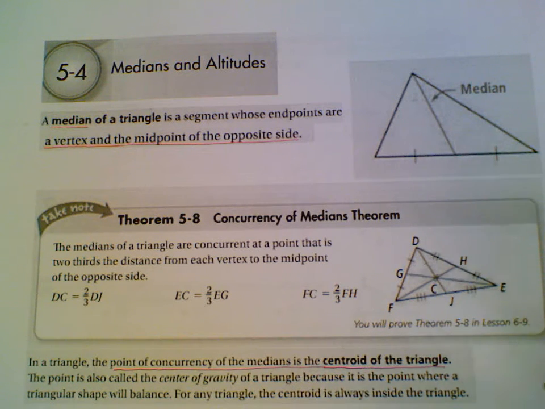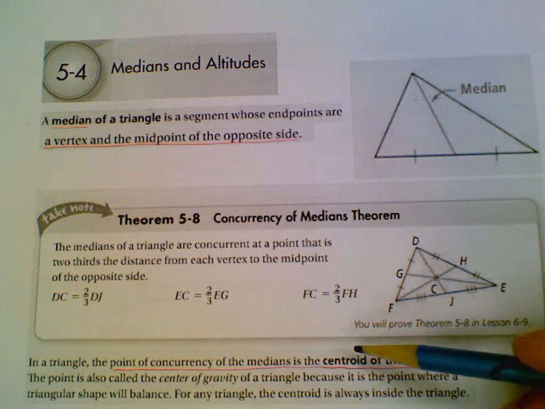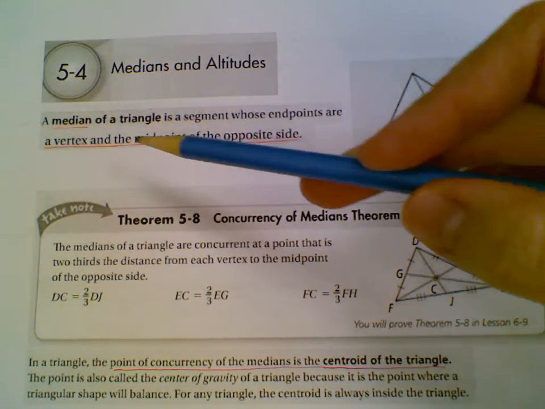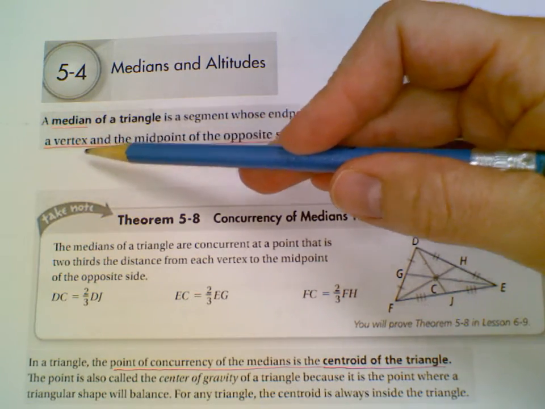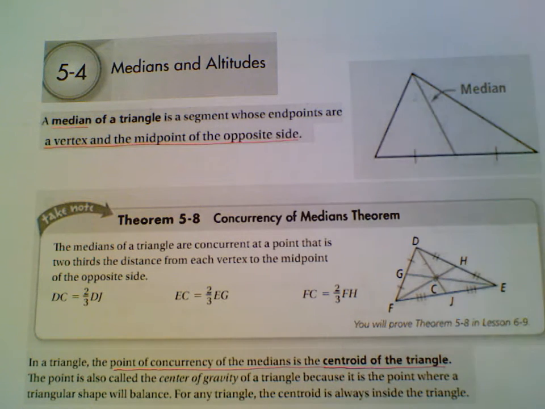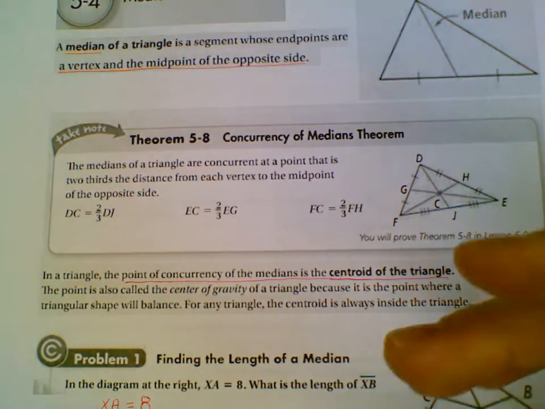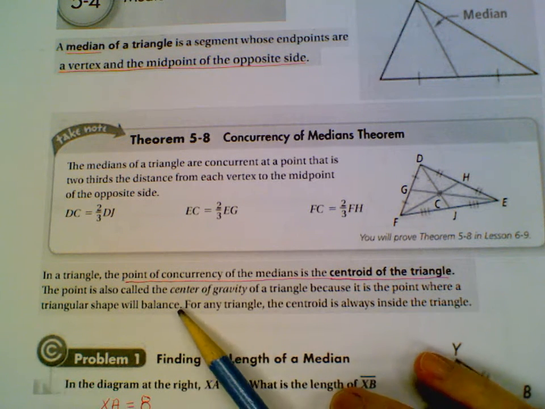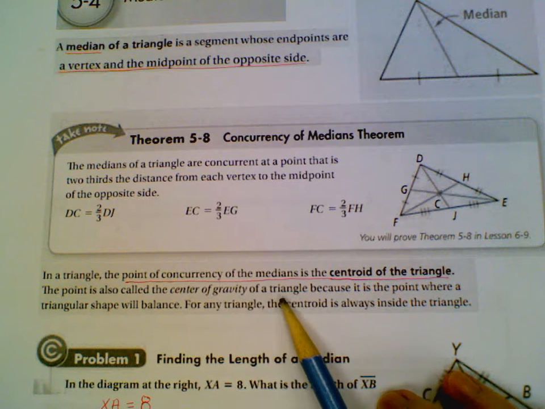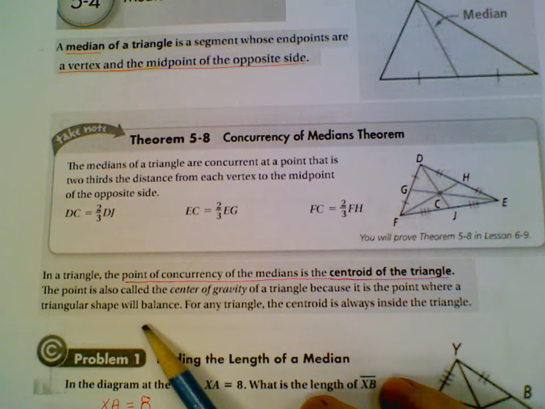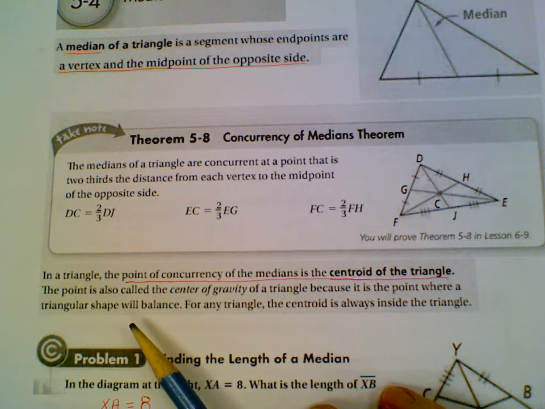Another terminology before we get started finding those lengths is what the actual point of concurrency of the medians is called, and that's a centroid. So make sure that you've highlighted or starred the median, because you need to know that, and you'll need to know what a centroid is. Now, for any triangle, the centroid will always be inside the triangle. And for those of you doing some classes with engineering, the centroid is the center of gravity of a triangle, because that's the point where you can balance the triangular shape.